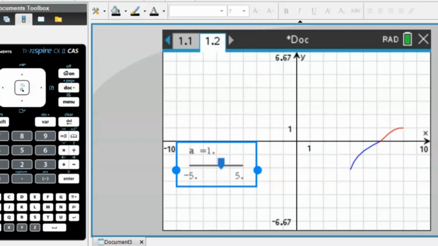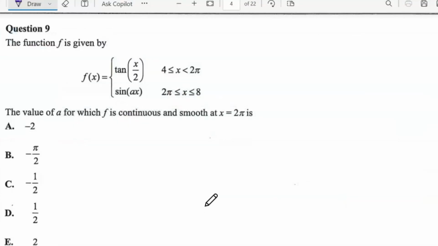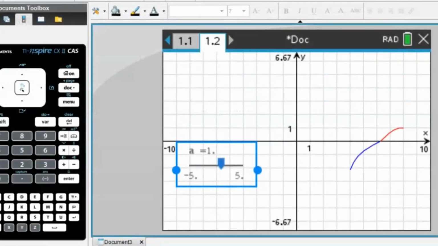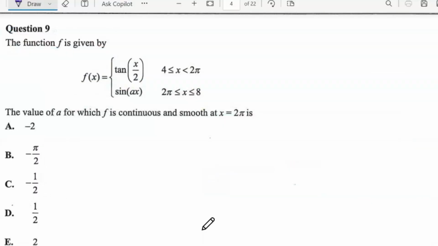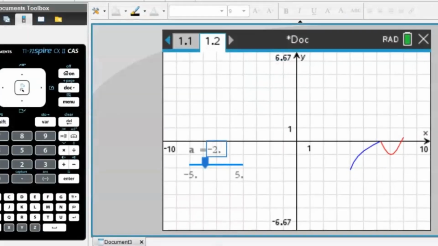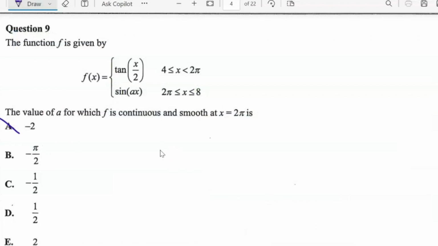Alright, now we need to try all the options. Because the question is asking the value of a for which the function f of x is continuous and smooth at x equals 2 pi. So if we start with a equals -2, that's the beauty of the slider, we can just click the value of a and try the first option as -2. Well, definitely that's not a continuous function because that forms a sharp corner. So it cannot be option A. Alright, let's try the other option, which is -pi. So if I put -pi, over 2, what do I get? That's going to be discontinuous. That's not going to be the option either.